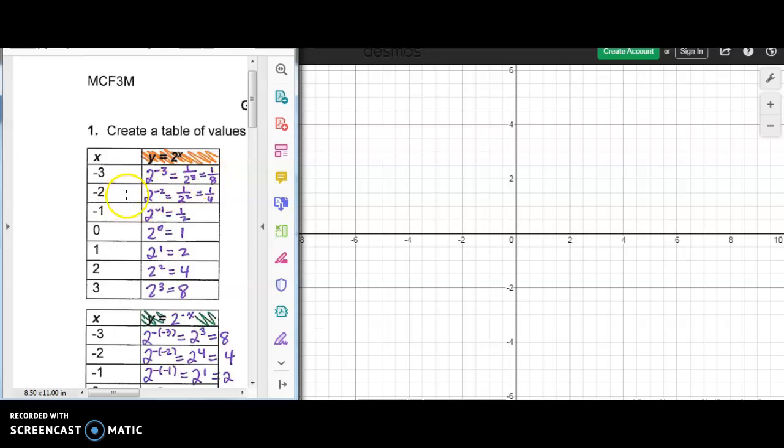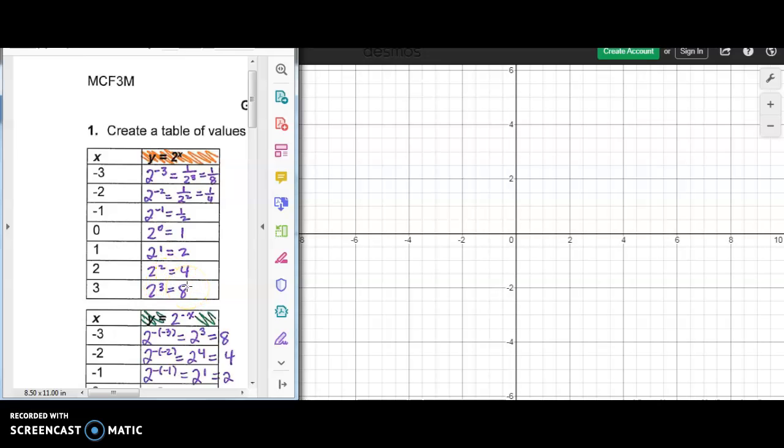Okay, same thing with -2, 2 to the -2, flip the base, and the exponent becomes positive. 1 over 2 squared is 1 over 4. -1, flip the base, becomes 1 over 2 to the positive 1, which is 1 over 2. And then 2 to the 0 is 1. Then I take 1, 2, and 3, plug each of those in, and I get my corresponding y value. So 2 to the 1 is 2. 2 squared is 4, 2 cubed is 8.